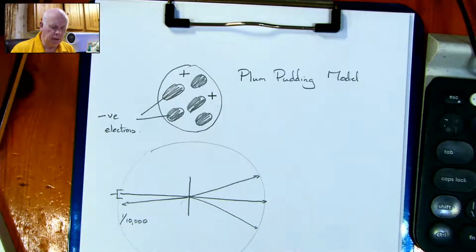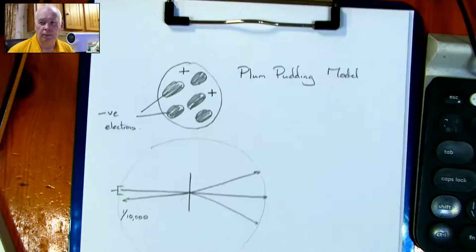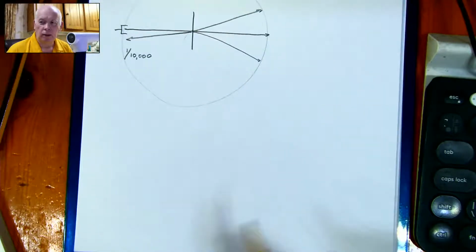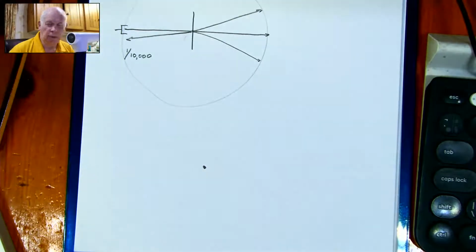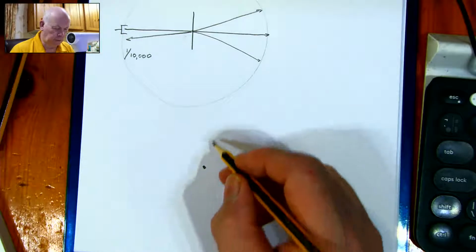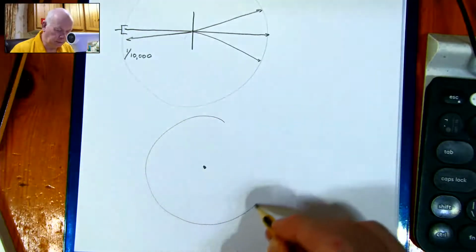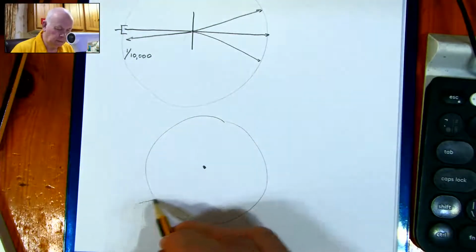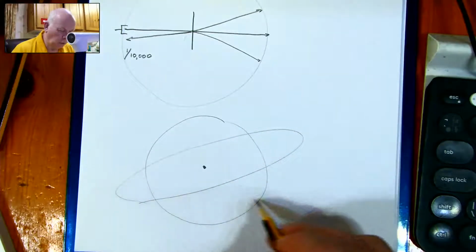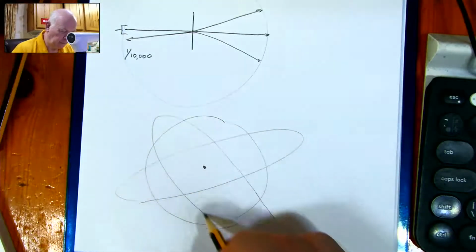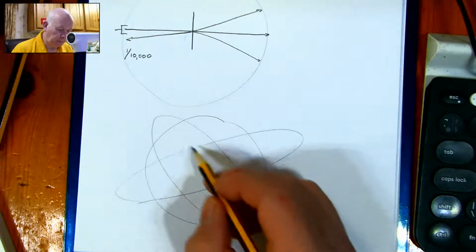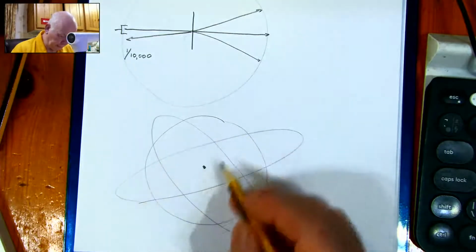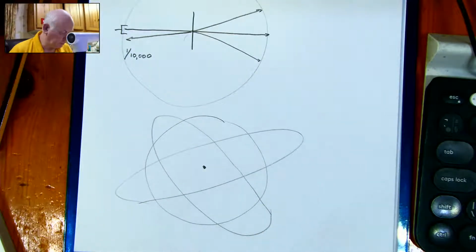So he came up with an idea about how an atom might look. He decided that the atom might look like a small nucleus, and going around it in different orbitals, much like planets going around the sun, were these little electrons. And he called this his nuclear model.